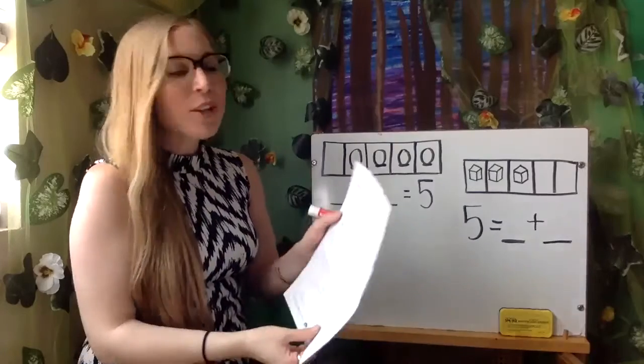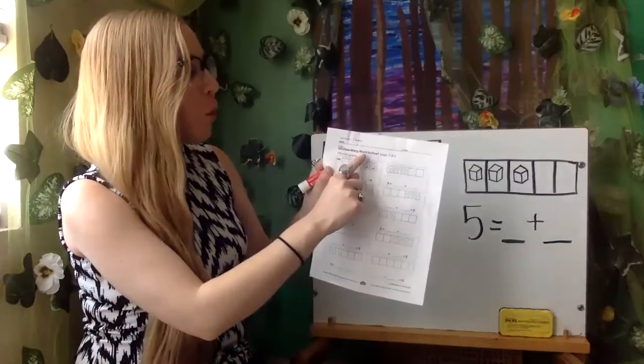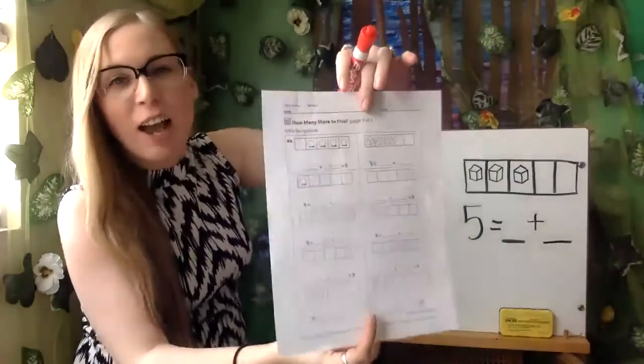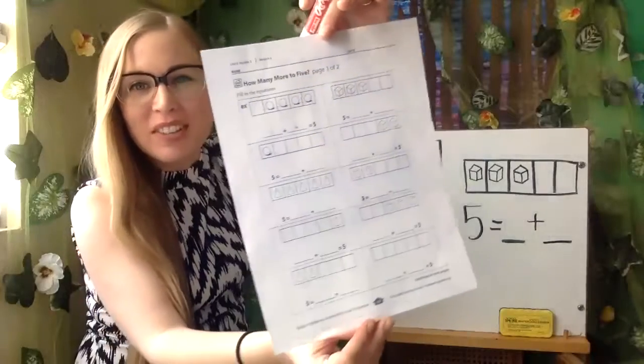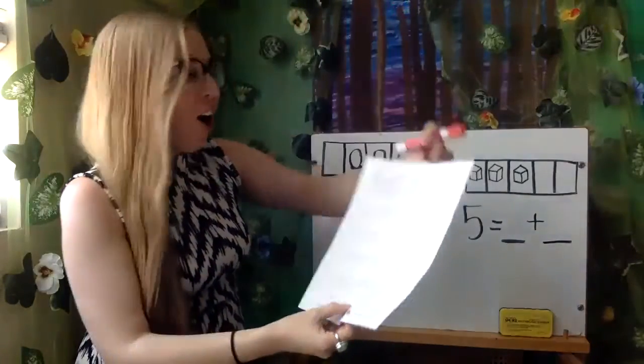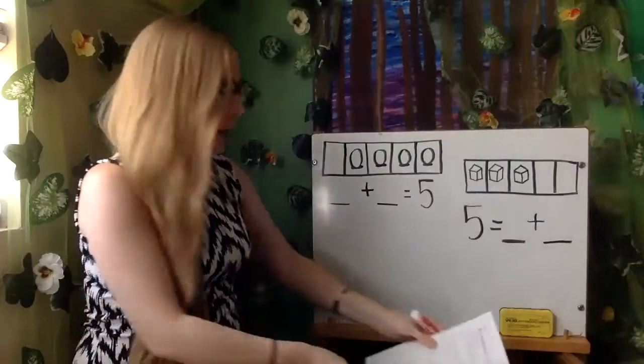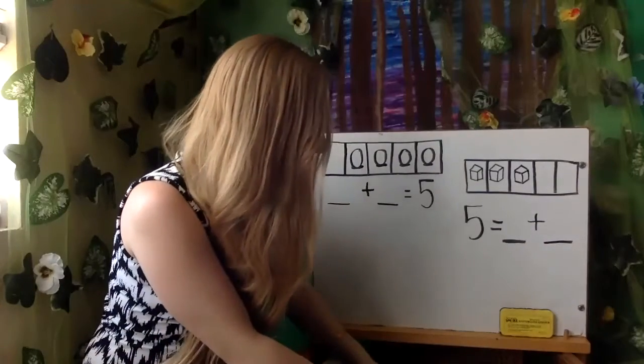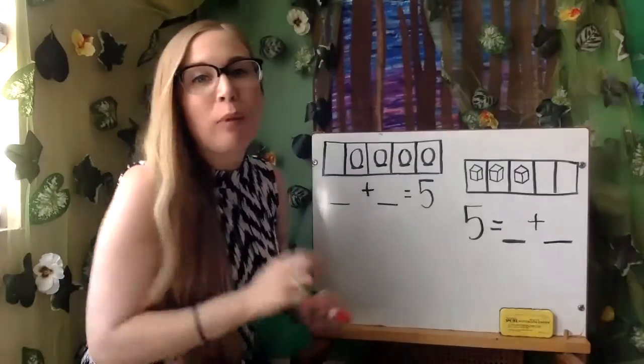Hi, today I'm going to go over the "how many more to 5" worksheet. I'm going to hold it up to the camera so you can see what it looks like and look for it in your packet. All right, so that's the one I'm going to go over. I'm going to do 2 problems on the front and then we'll go over 1 problem from the back side.